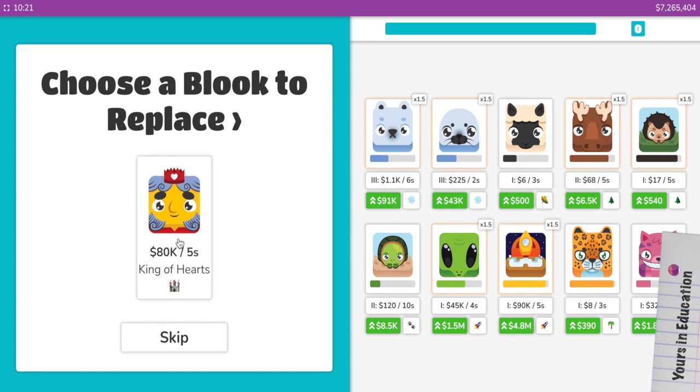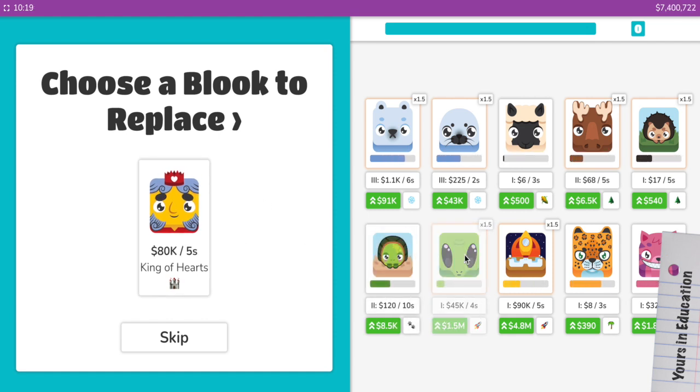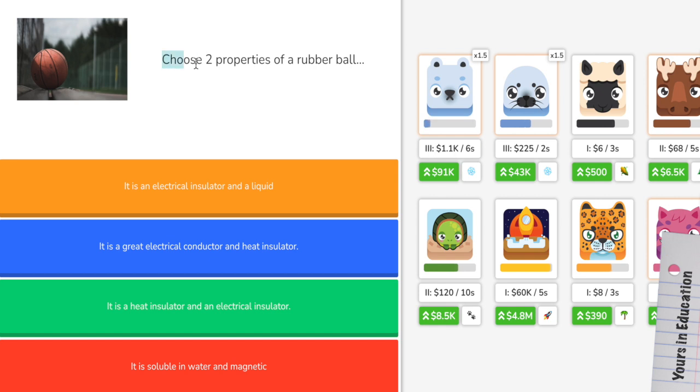Am I making money? Why do I lose money? I need help. Choose two properties of a rubber ball. It is an electrical insulator, yes. Liquid, no. It is a great electrical conductor, no. Heat insulator, yes. Electrical insulator, yes. Soluble, no. So definitely this.